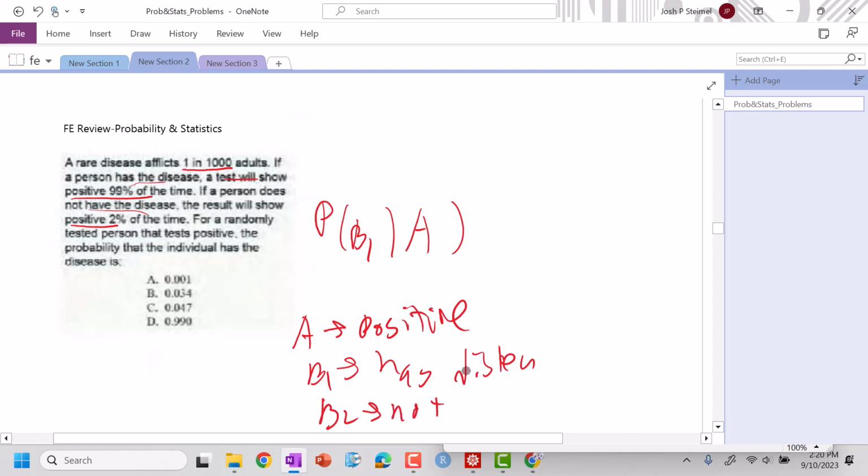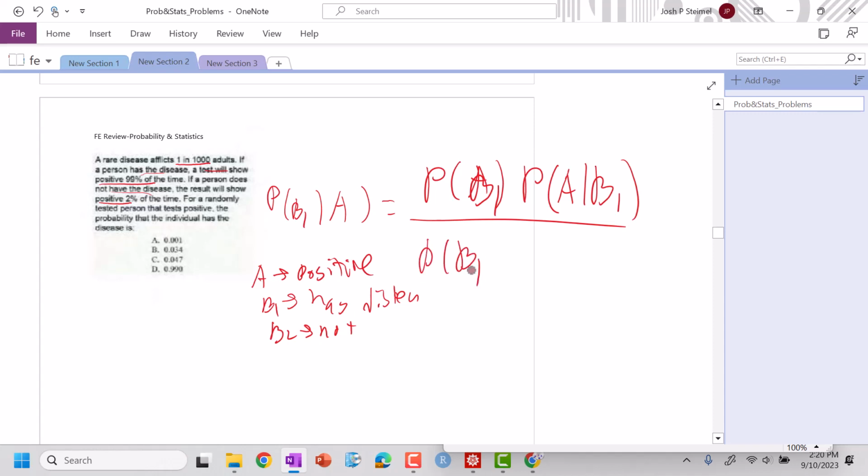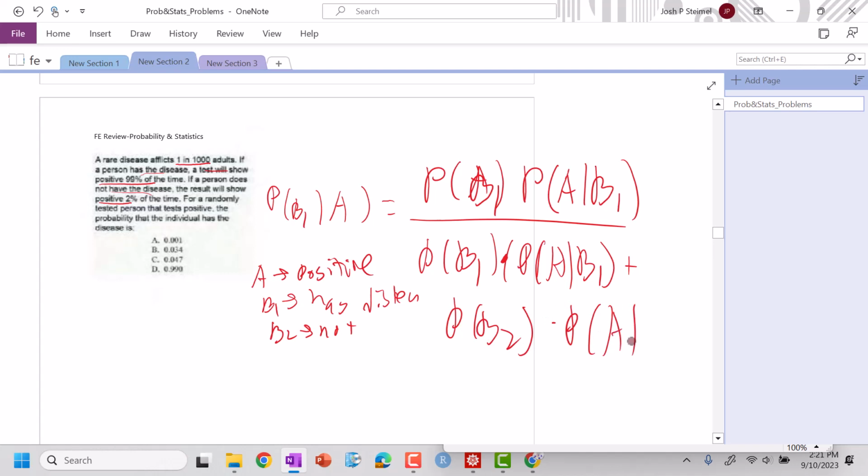So this is classic Bayes' theorem. We're going to need to write this out as probability of B1 times probability of A given B1, over probability of B1 times probability of A given B1 plus probability of B2 times probability of A given B2.